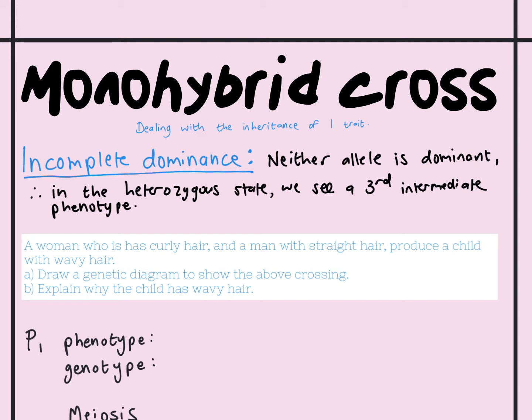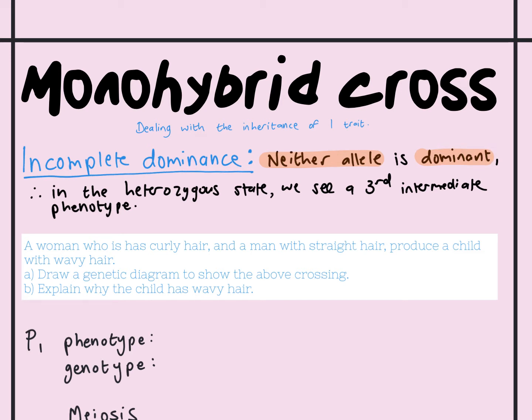So just a reminder, with complete dominance, one allele was completely dominant over the other, which was recessive. So when the individuals were heterozygous, the dominant allele masks the recessive allele. So you only see the dominant allele in the phenotype. Now, incomplete dominance, neither allele is dominant. So not one of the alleles for that one trait is dominant.